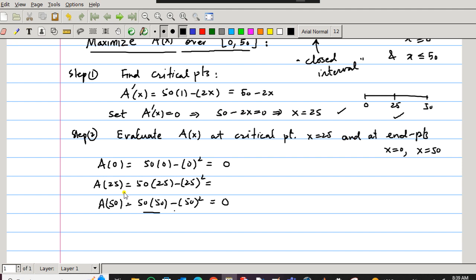(25 square), sorry, not 50 square. It was negative, so I was saying why it is negative. 625. So this answer is 625. Now what is the large?